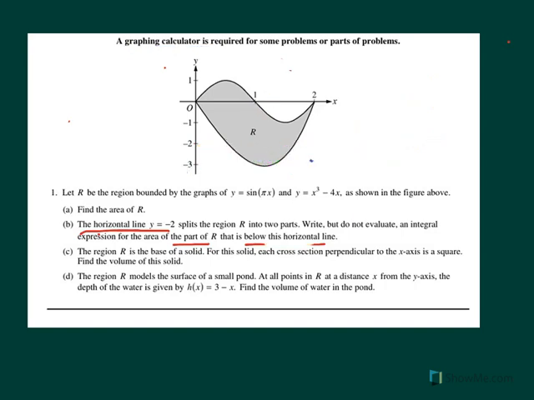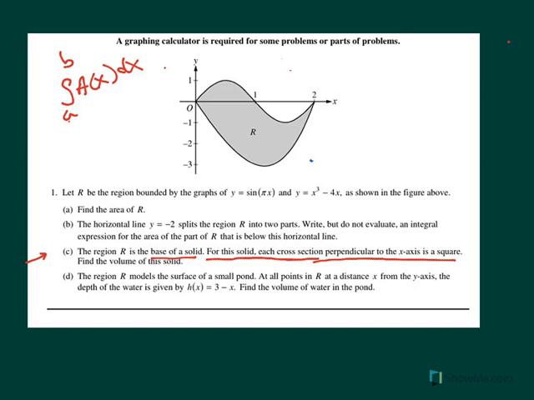So part C. It says the region R is the base of a solid. As soon as I read this, the first thing that comes to mind is it's probably going to be a cross-sectional area. So it's going to be the sum of cross-sectional areas from A to B. But let's keep reading and see if that is the case. So the region R is the base of a solid. For this solid, each cross-section perpendicular to the x-axis is a square. Find the volume.